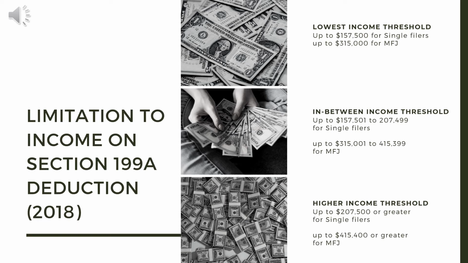The third limit examines single taxpayers, estate or trust with a taxable income of $217,500 or greater, and filers married filing jointly with a taxable income above $415,000.